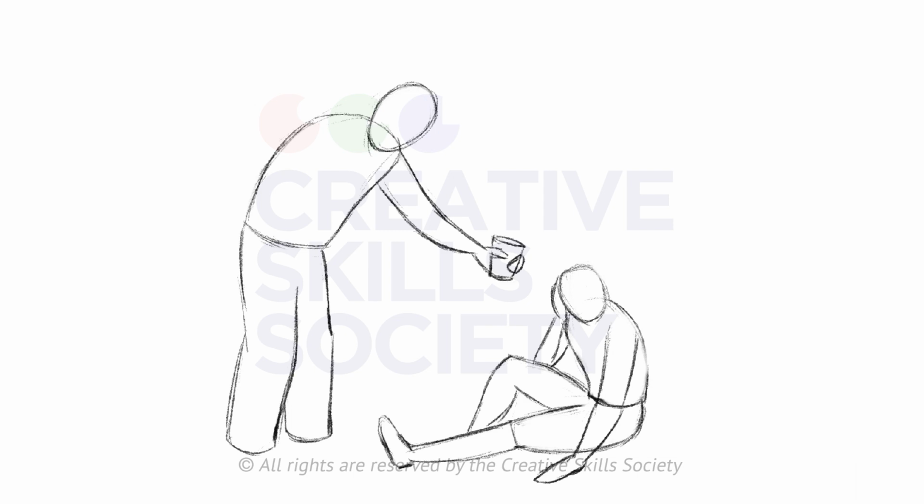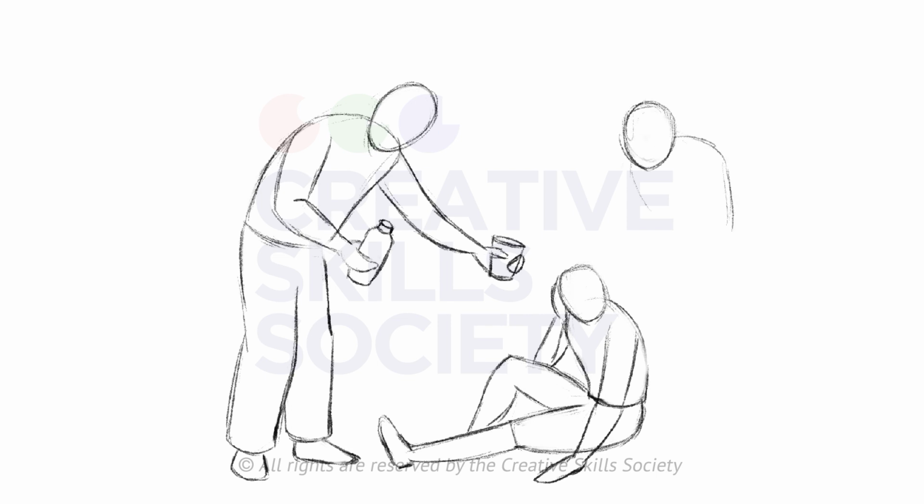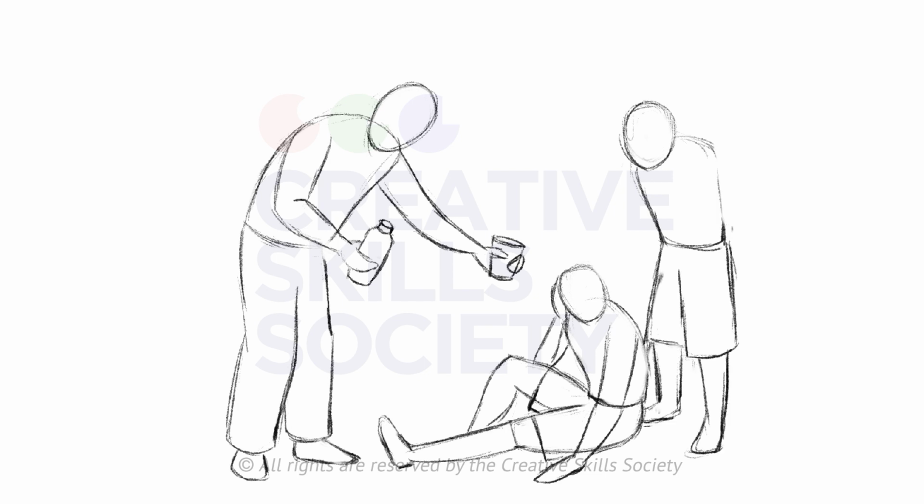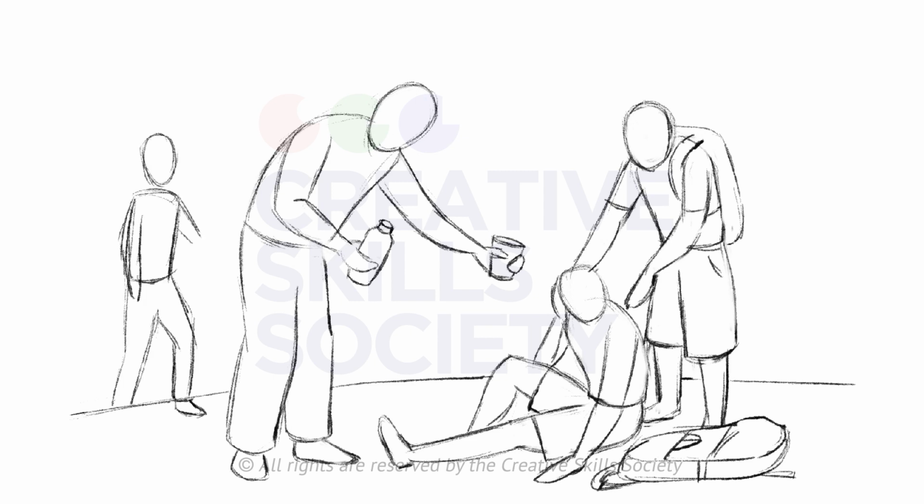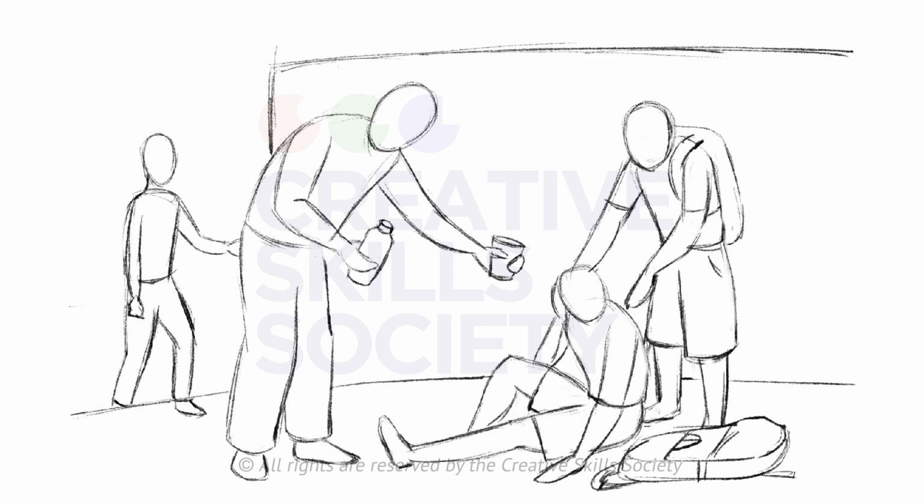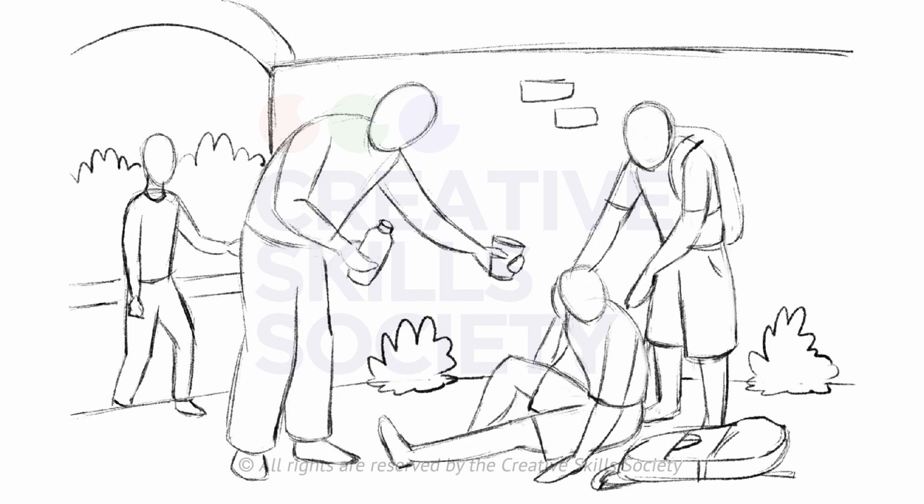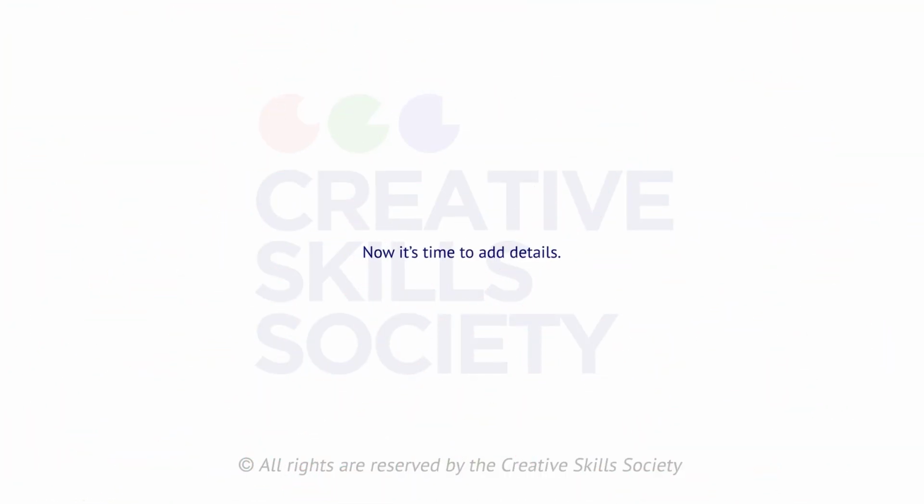Let's show this man is offering water to the boy. The third figure will be his friend. Let's make them school students. The fourth person can be another stranger. Now we are done with the base. Let's add details.